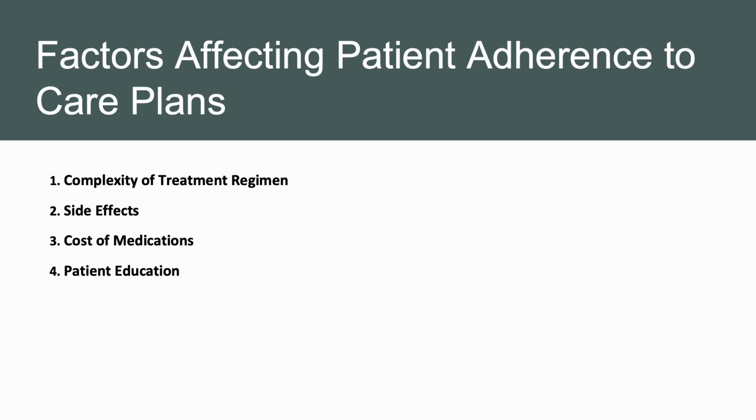It's important to consider factors affecting patient adherence to care plans, such as complexity of treatment regimen. If possible, simplify the treatment regimen and provide clear instructions to the patient. Side effects. Monitor and manage any side effects to ensure patient comfort and adherence. Cost of medications. It helps to discuss cost-effective treatment options or assistance programs if necessary. And then patient education, ensuring the patient understands the importance of adherence and the potential consequences of non-adherence.